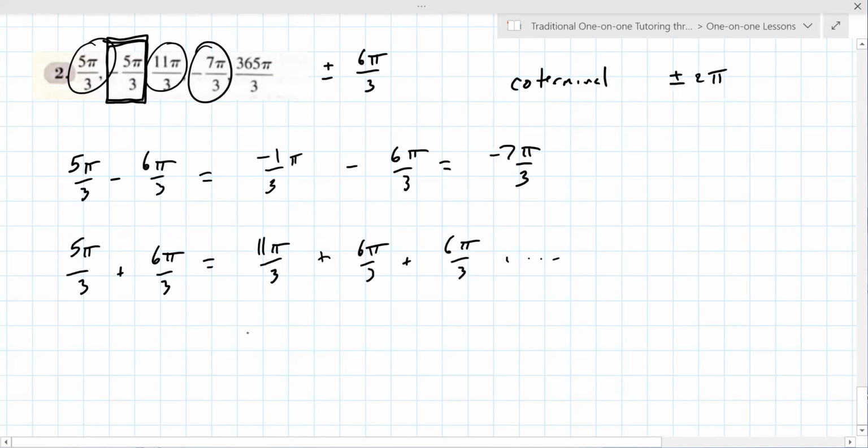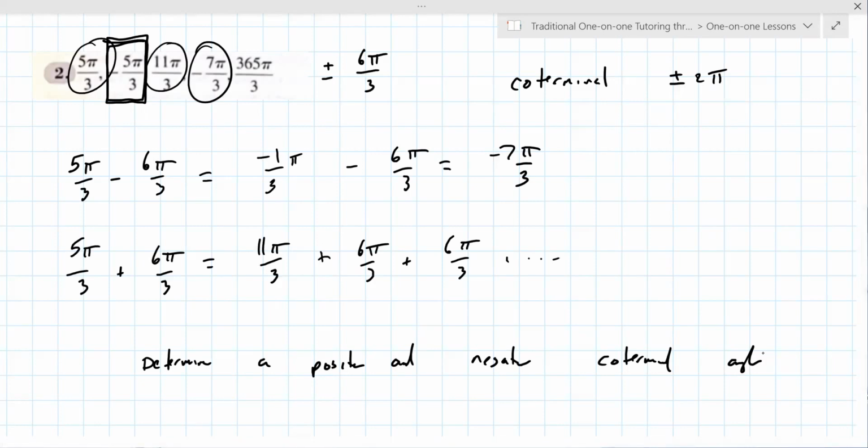Okay. So the typical question on the test is not to determine which one is not. It says, determine a positive and negative coterminal angle. All right, number 4.